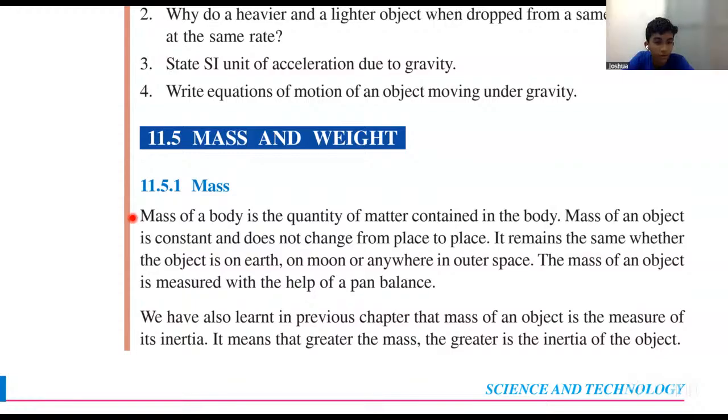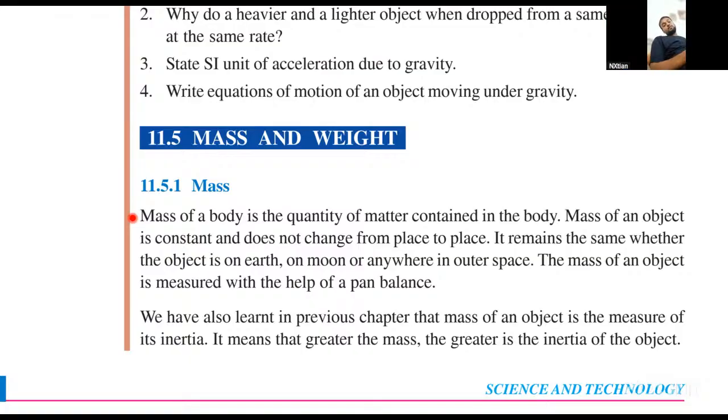Mass of a body is the quantity of matter contained in the body. Mass of an object is constant and does not change from place to place. It remains the same whether the object is on Earth, on Moon, or anywhere in outer space. The mass of an object is measured with the help of a beam balance. We have also learnt in the previous chapter that mass of an object is the measure of its inertia. It means that the greater the mass, the greater is the inertia of the body.